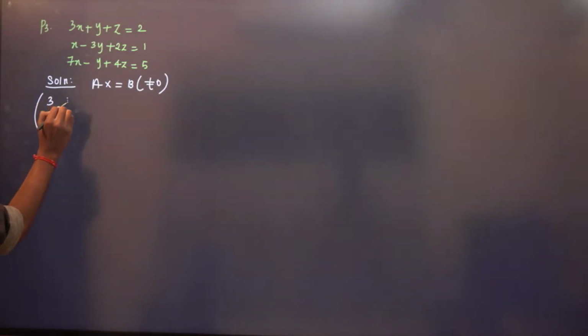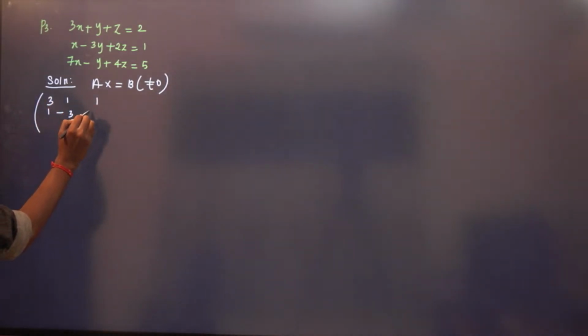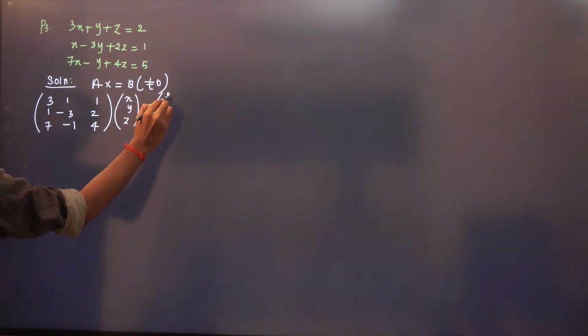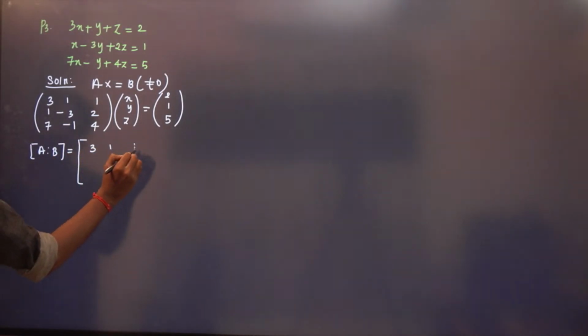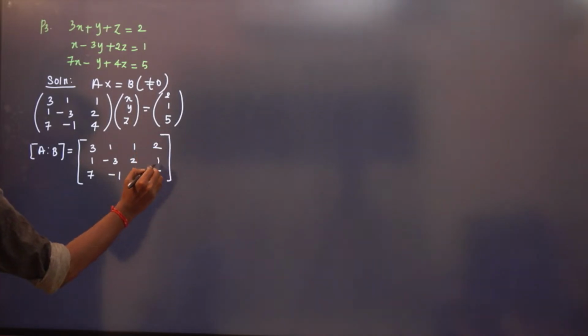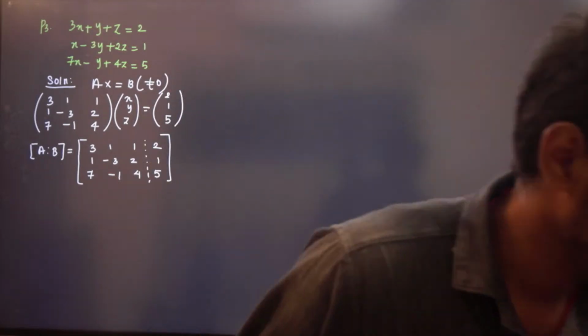So what is your A? A is 3, 1, 1; 1, -3, 2; 7, -1, 4. And your x is x, y, z, and your b is 2, 1, 5. Now form the augmented matrix. So 3, 1, 1, 2; 1, -3, 2, 1; 7, -1, 4, 5. Now reduce the augmented matrix to row echelon form.